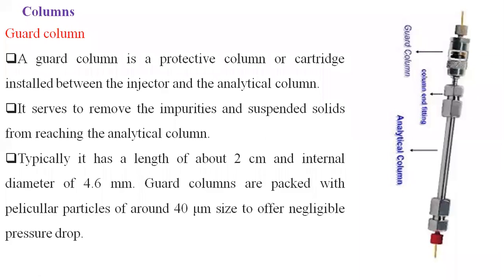In general, the length of the guard column is 2 cm. The internal diameter is 4.6 mm. In the column, we are using some stationary phase material. The same stationary phase material is used in the guard column and the analytical column, but there is a size difference. Here the particle size is generally around 40 micrometers.